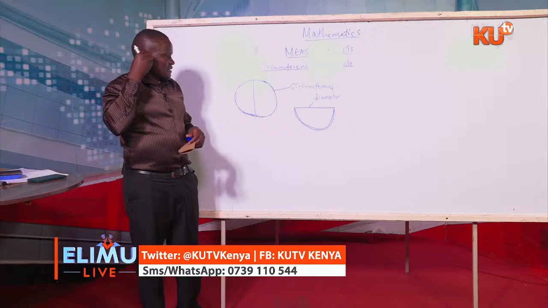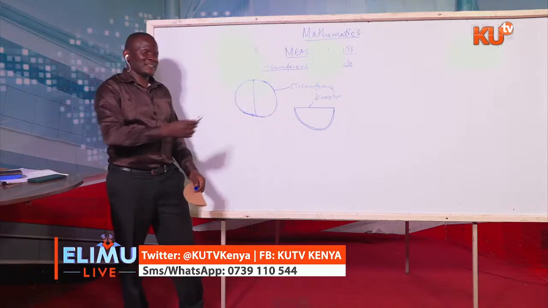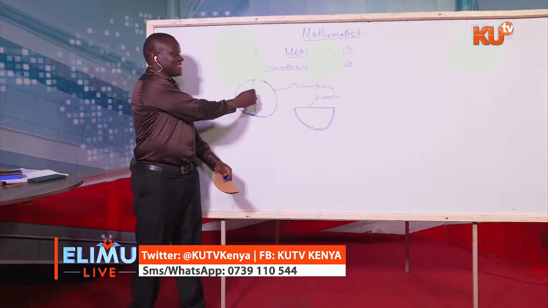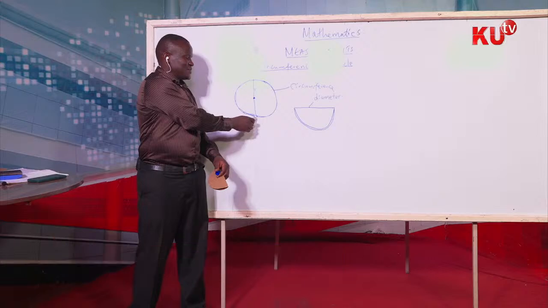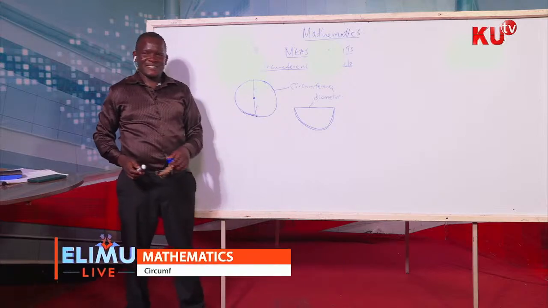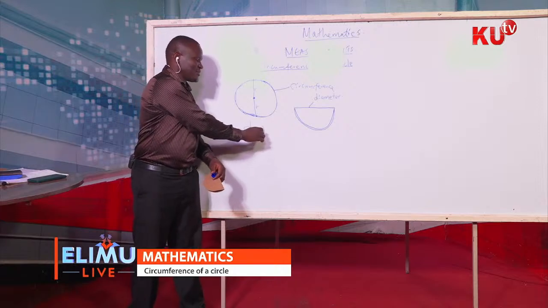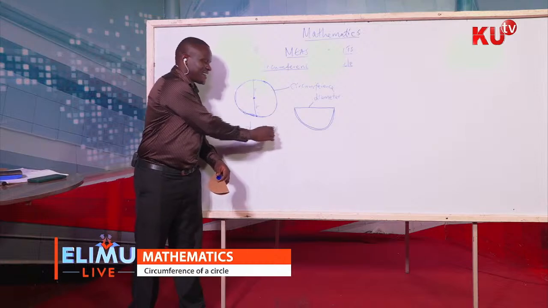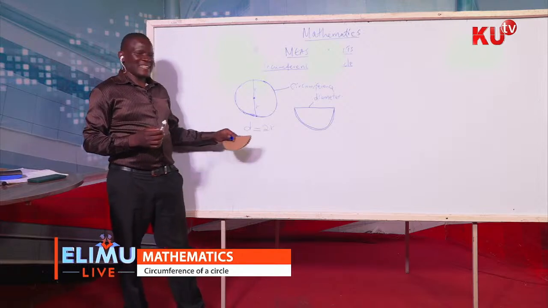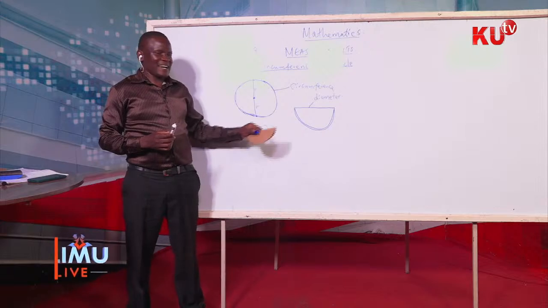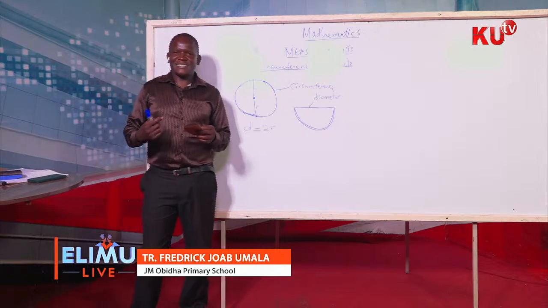Diameter is also divided into two. From one arc to the center, from this point of the arc to the center is the radius, and from the center to the other arc is also radius. And therefore, diameter is equal to 2r, R plus R, where R is our radius. 2 radius will give us a diameter.